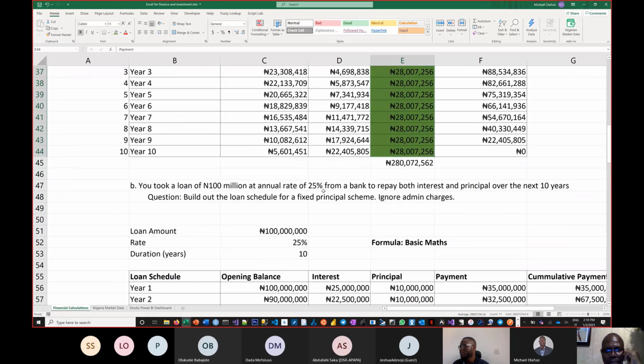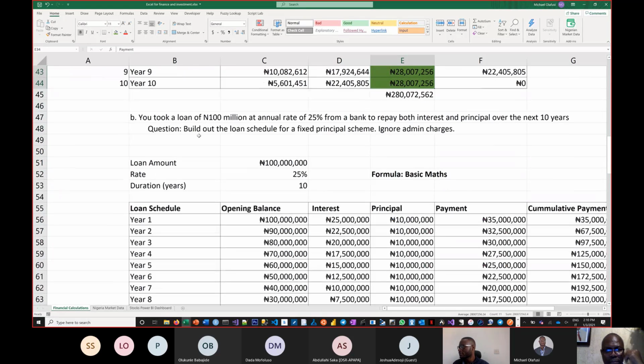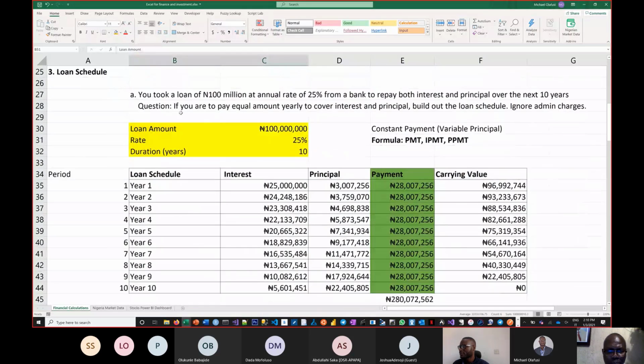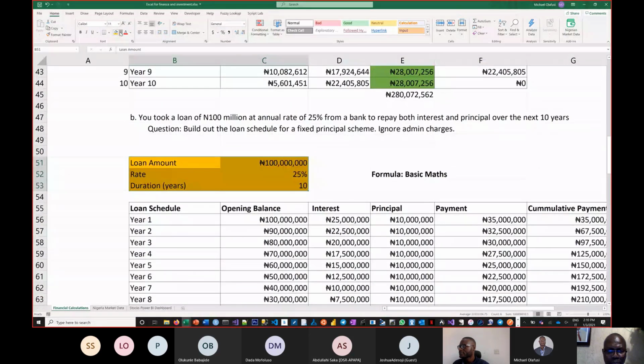So now let's go to the second type. The same condition, you're taking a 100 million naira loan at the same rate. So all these are the same, right? But what is different is the way that it's being computed. Let me use the same color yellow. So what's different is just that for this one, you are paying fixed principal.